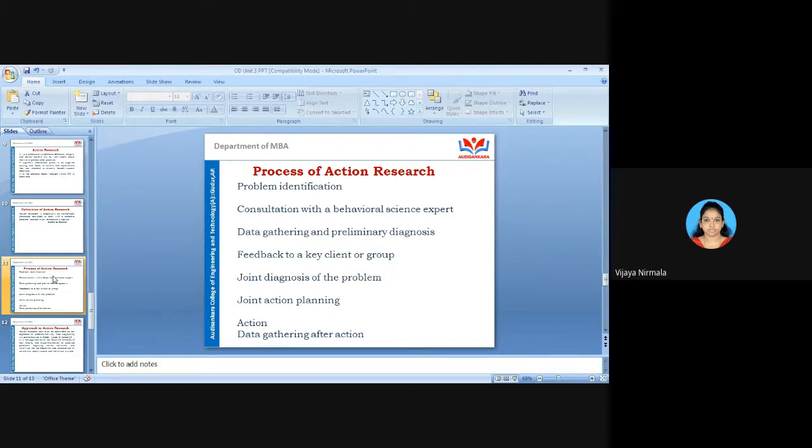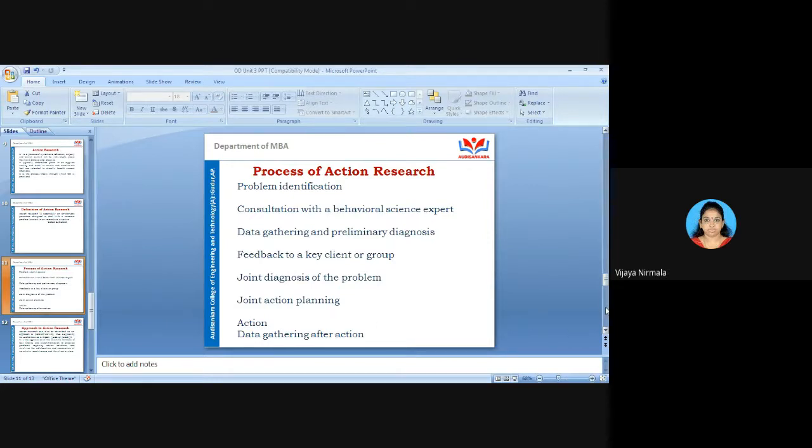Okay, so the next one, joint diagnosis of the problem. In this step, the members discuss the feedback and explore with the organizational development practitioners whether they want to work on the identified problems. They got feedback in the previous step, right? So based on that, they ask the practitioners whether they want to work on the identified problems.